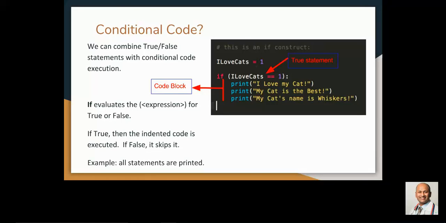We test if I love cats is equal to 1. In this case, it's true, and because it's true, this conditional block is then executed.